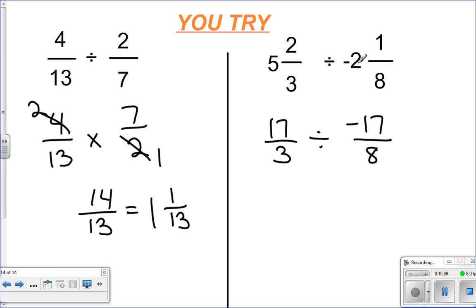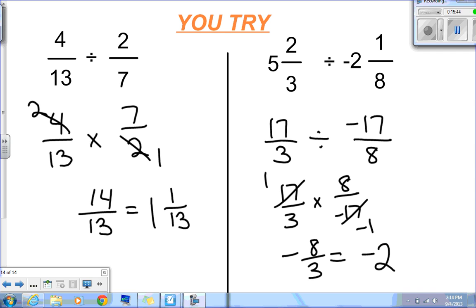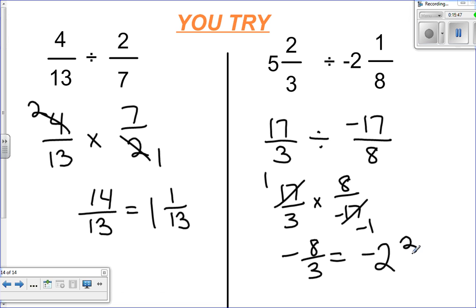When you have a negative mixed number, change it to an improper fraction, just like you would, and then put the negative sign at the end of it. So 2 times 8 is 16, plus 1 is 17. Then we make it negative. So now I have 17 thirds divided by negative 17 over 8. Take the reciprocal, 17 thirds times 8 over negative 17. Cross reduce, 1 and negative 1. And I get negative 8 thirds, or negative 2 and 2 thirds.